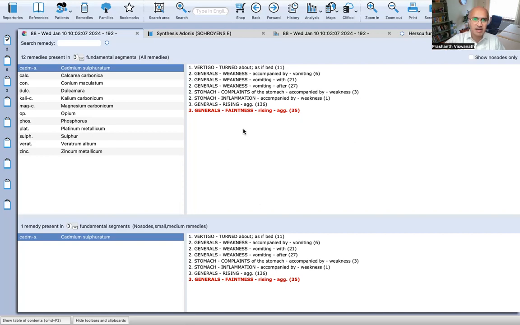And if you look at it, it covers all the aspects of the remedy. And it covers the modality very, very strongly if you look at it. Generals, faintness, rising, aggravate. Okay, it covers with a degree of 3, a high degree of rubric representation. So now, going back to my presentation.